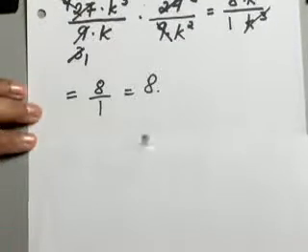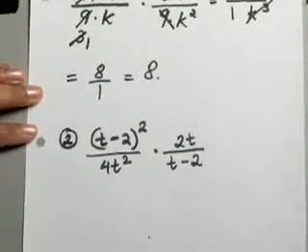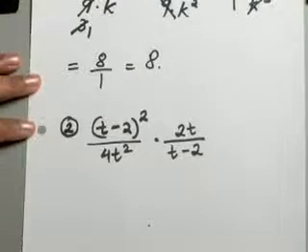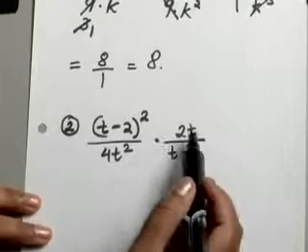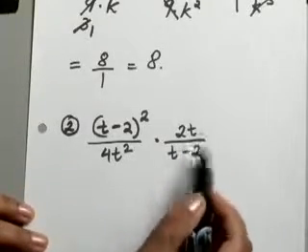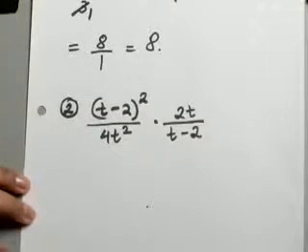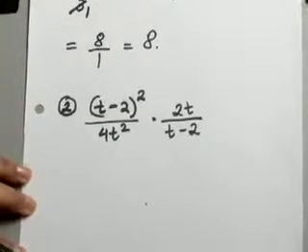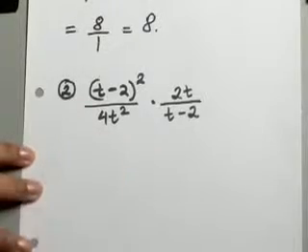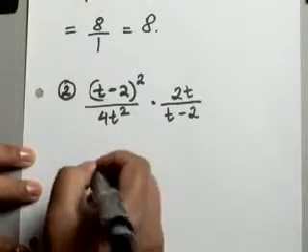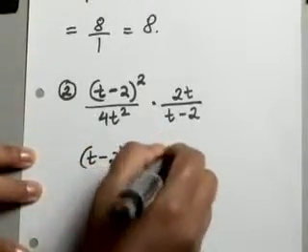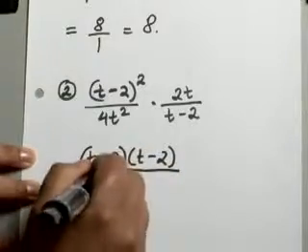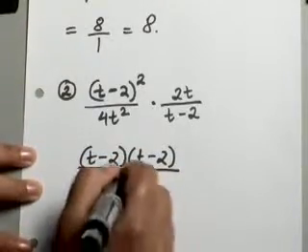All right, now let's go ahead and take a look at another example here, just something different. You have t minus 2 quantity squared over 4t squared times the rational expression 2t over t minus 2. So we want to do a similar sort of thing that we did in the first example, and let's go ahead and see what all we can reduce and then go ahead and find our product here. So you have t minus 2 quantity squared on the numerator. Denominator you have 4 times t squared.